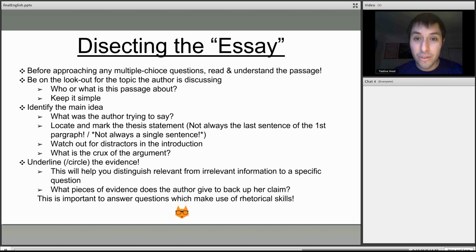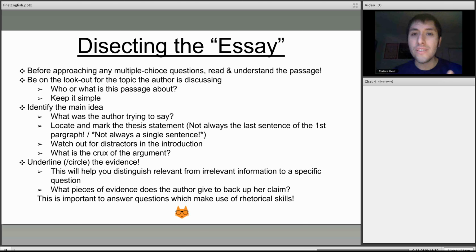Watch out for distractors in the introduction. A lot of the time, the intro is going to come up with completely different ideas to really the point of what the passage is going over, what the essay is really about. And try to continually ask yourself, what's the crux of the argument? Why are we considering this at all? What is the author trying to prove or disprove or ask? A lot of the times these essays are more wonderings rather than trying to convince anyone of anything. And you have to be on the lookout for the intention of the author.